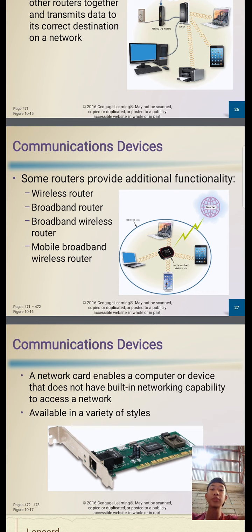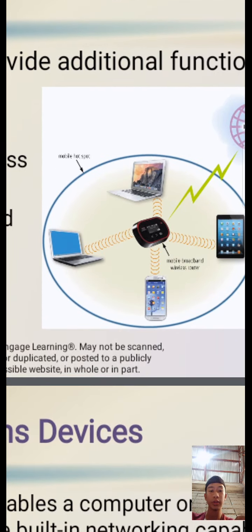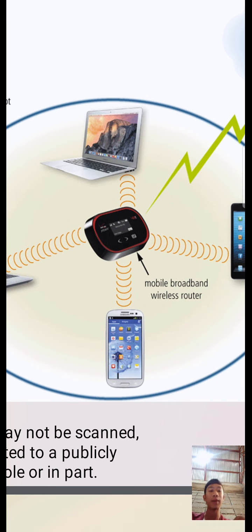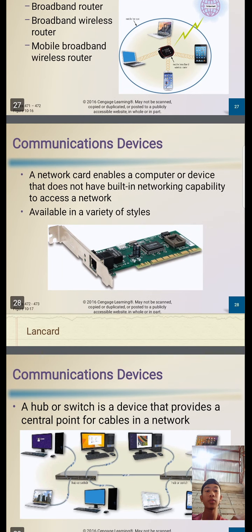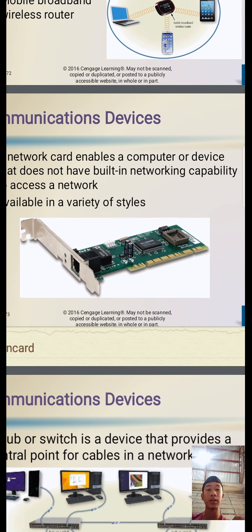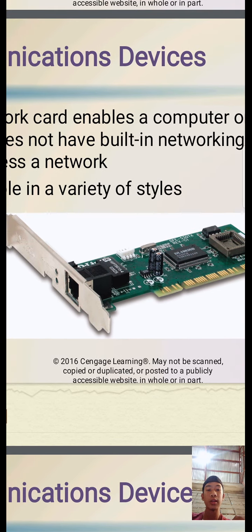Sabi dito, some routers provide additional functionality: wireless router, broadband wireless router, or mobile broadband wireless router. So, ito ba ay halimbawa ng mobile broadband. So, wireless router siya. So, ito naman yung tinatawag na kwan. A network card enables a computer or device that does not have built-in networking capability to access a network. Ito siya, ito ang tinatawag na network card.